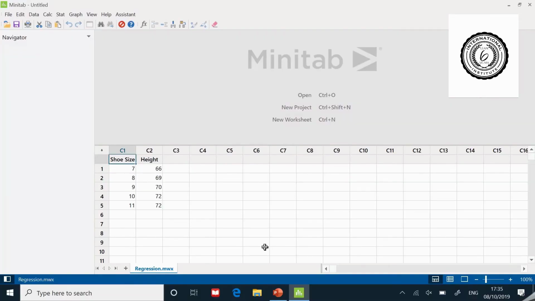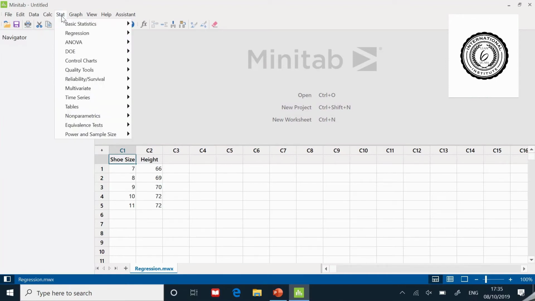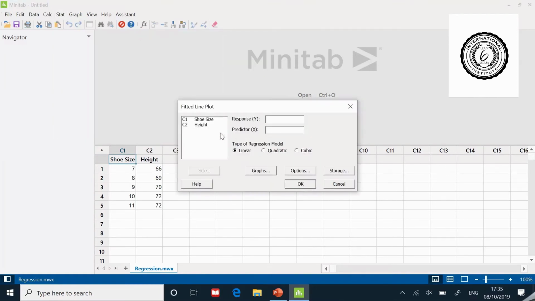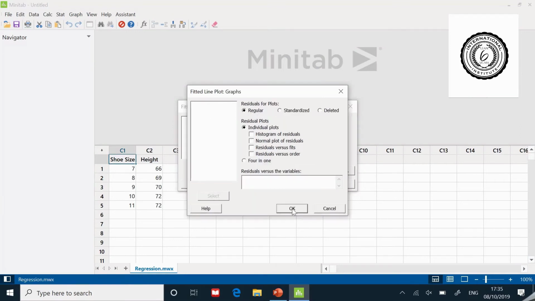So here we are in Minitab. I've got some very simple data: shoe size versus someone's height in inches. I'm just going to go up to Stat, Graph, Regression, and the fitted line plot is the first one. Choose that. It asks for the output, height, and the input, shoe size. Then it starts asking for some other things.